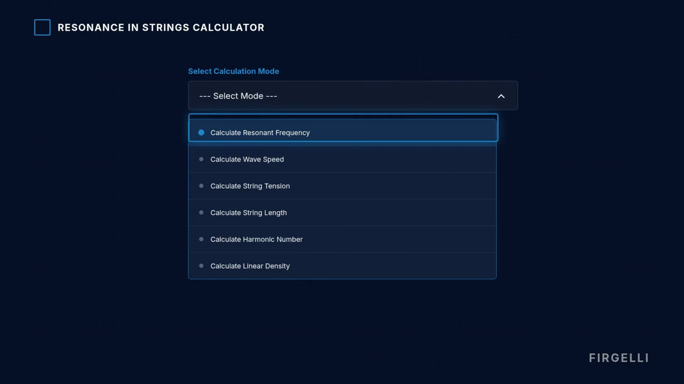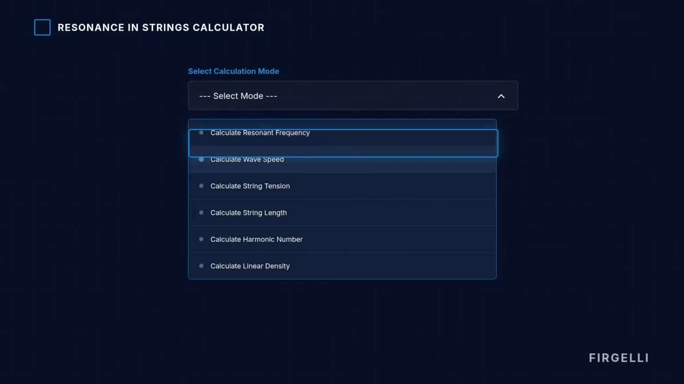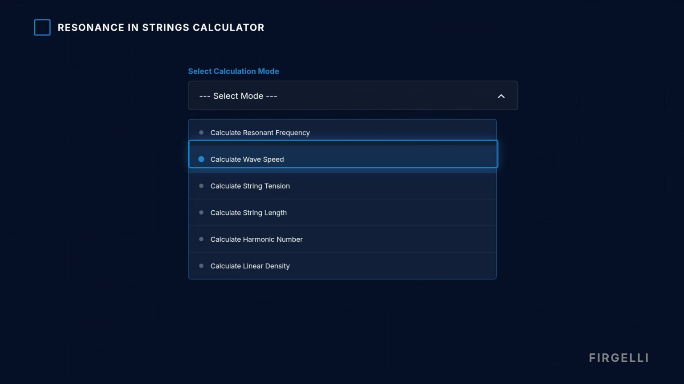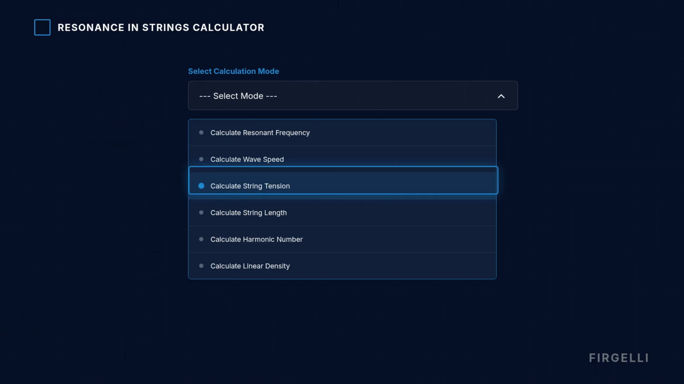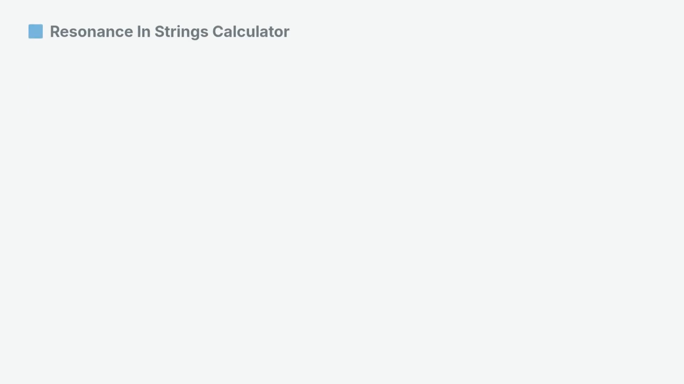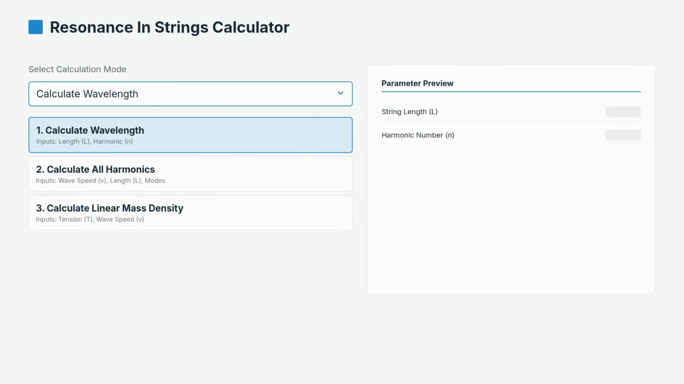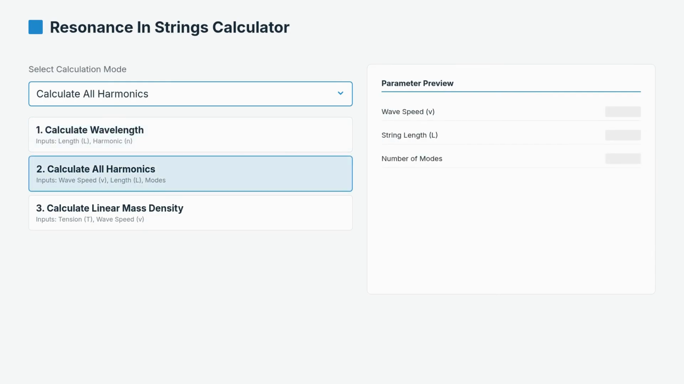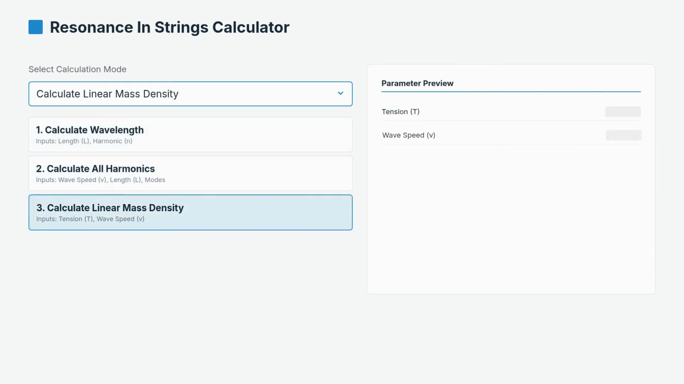Calculate resonant frequency given wave speed, length, and harmonic. Calculate wave speed given frequency, length, and harmonic. Calculate string tension given frequency, length, mass per unit length, and harmonic. Calculate wavelength given length and harmonic. Calculate all harmonics given wave speed, length, and number of modes. And calculate linear mass density given tension and wave speed.